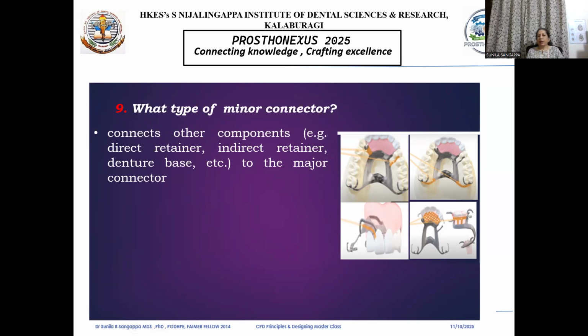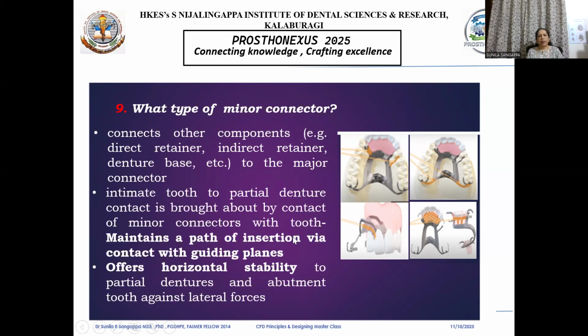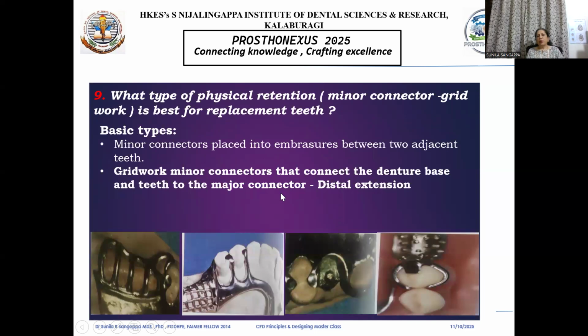As we all know, the minor connector connects all the different components to the major connector. But some key points to be noted are that the minor connector also maintains a path of insertion via contact with the guiding planes and offers horizontal stability. There are basically two types of minor connector. The minor connectors that are placed into embrasures between two adjacent teeth, and the gridwork minor connectors that connect the denture base and teeth to the major connector in cases of distal extension.